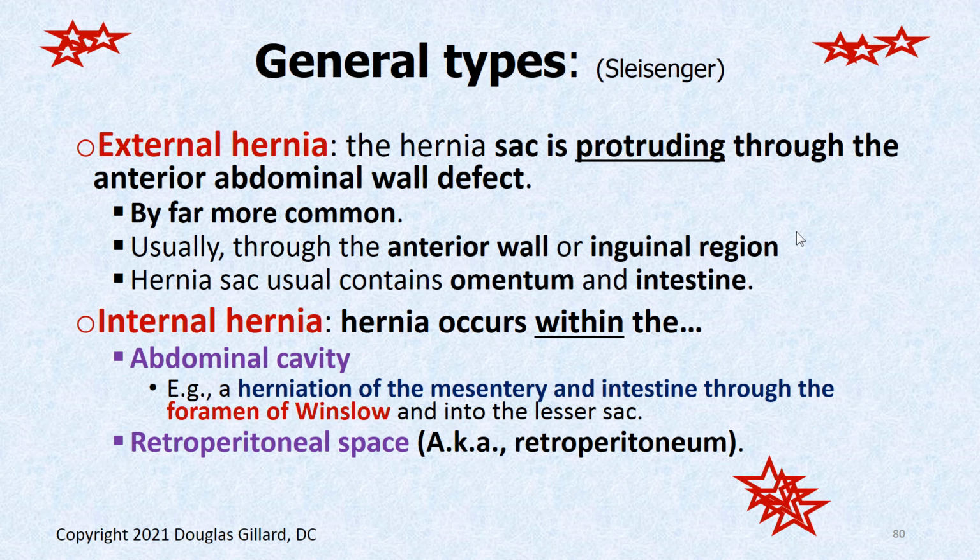So, general types of hernias. We have an external hernia, meaning the hernia sac is protruding through the anterior wall defect. These external hernias are by far the most common. You can see them, you can feel them. But there is another type called internal hernias, which you can't see. These occur within the abdominal cavity, specifically in a place, remember the foramen of Winslow, which connects the lesser sac to the greater sac. And you can also get retroperitoneal hernias as well.